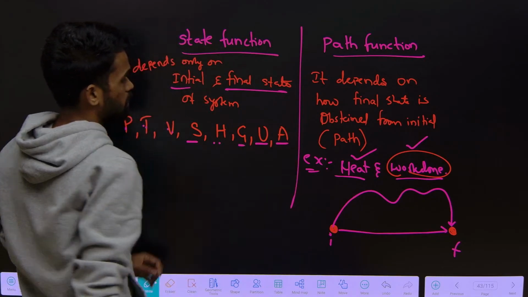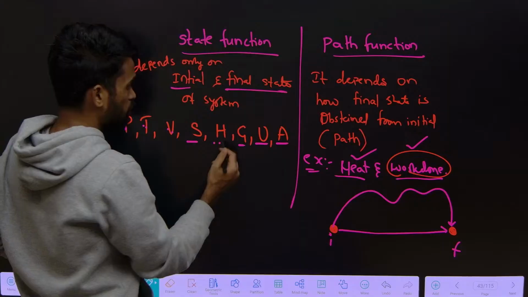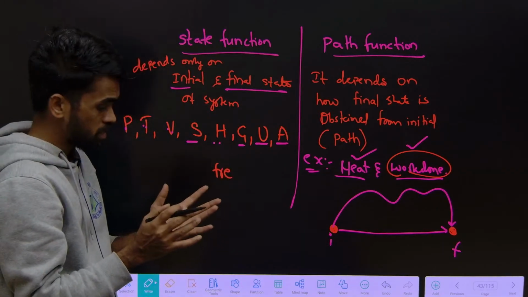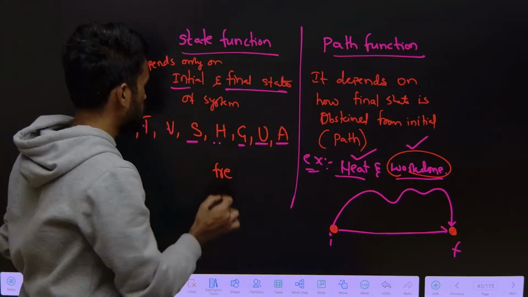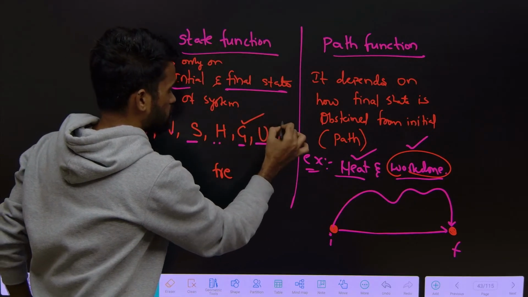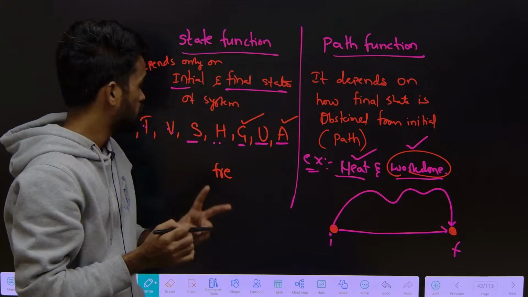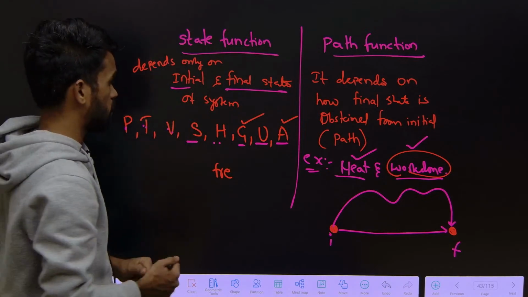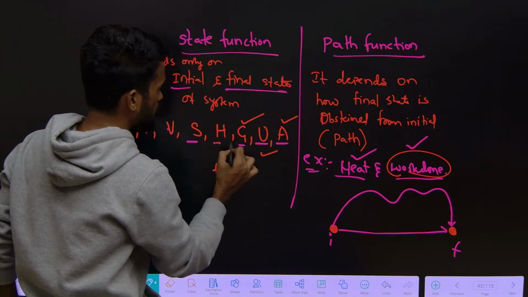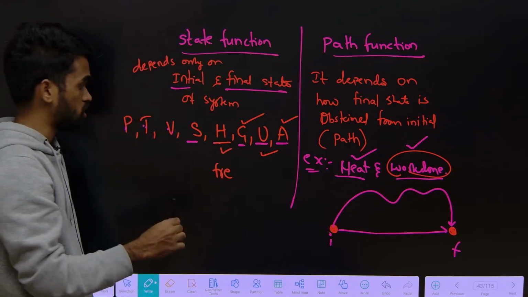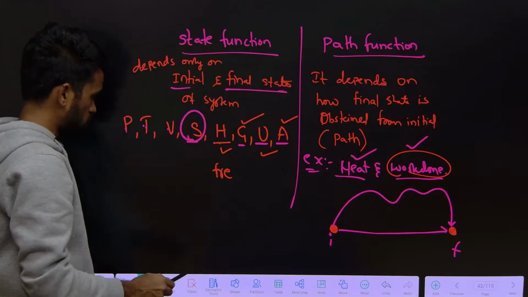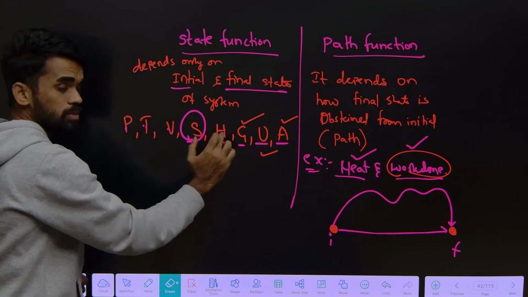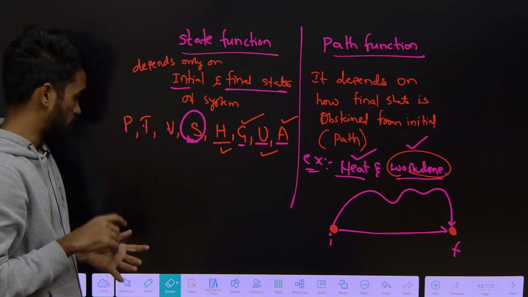Whenever I use the word free energy, those are extensive properties as well as state functions. Gibbs free energy and Helmholtz free energy are both state functions and extensive properties. Internal energy and enthalpy are also state functions. One more is entropy. So these are state functions, and all these are also extensive properties, you can remember.